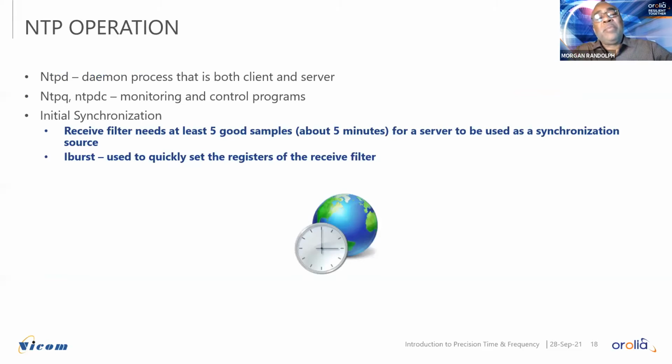You've got NTP operation. You've got a daemon, the NTPD, the daemon process that is both client and server. If you were to run NTPD at the command line, you see the results for both the client and the server. And then you've got the monitoring devices or monitoring at the command line. You've got NTPQ, NTPDC, and that allows you to monitor some of the things that are going on within the NTP protocols.